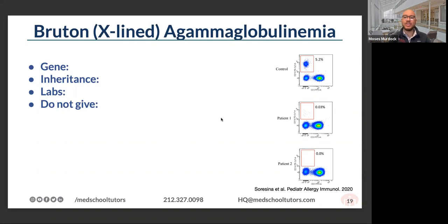Bruton's. What gene is mutated in Bruton's agammaglobulinemia? Perfect. I've got two answers related here. So the gene absolutely is BTK, Bruton's tyrosine kinase. It is X-linked, hence why it tends to affect boys.